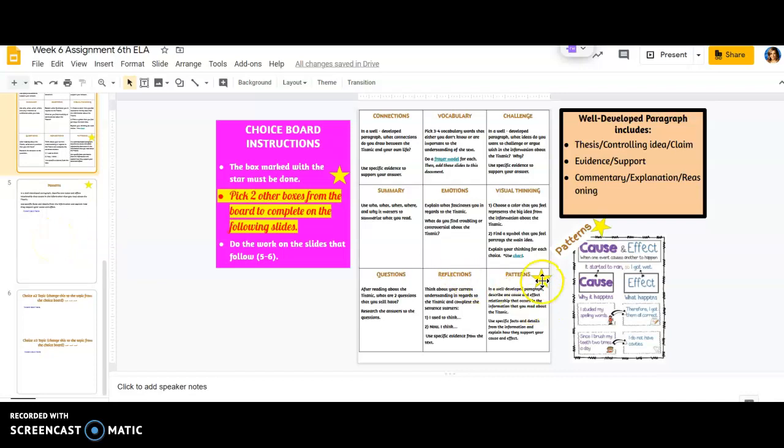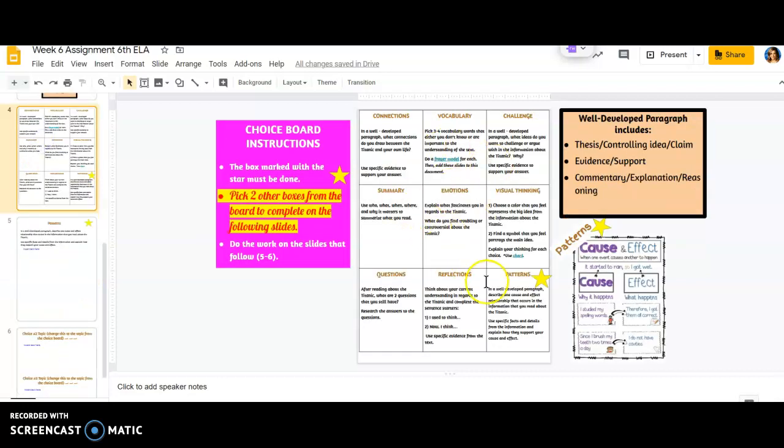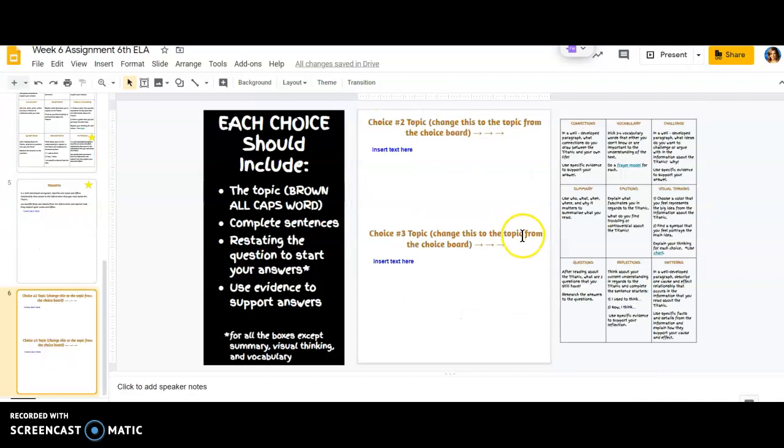So like I said, the one with the star, you'll have to answer on slide 5. And then the other 2 questions that you choose, you'll put here on choice 2 and choice 3. Okay, and there's another copy of the questions if you would like to refer back to that.